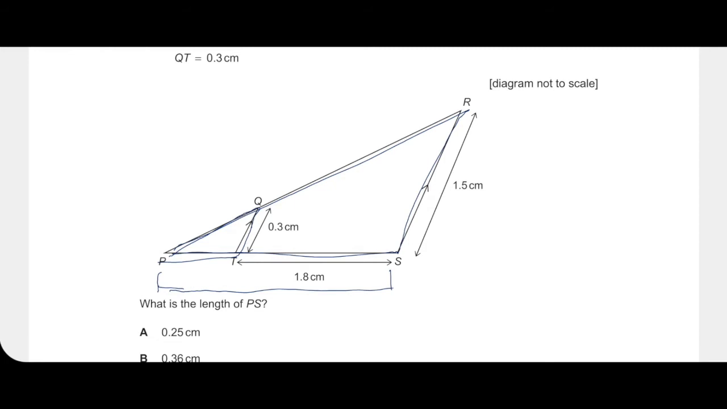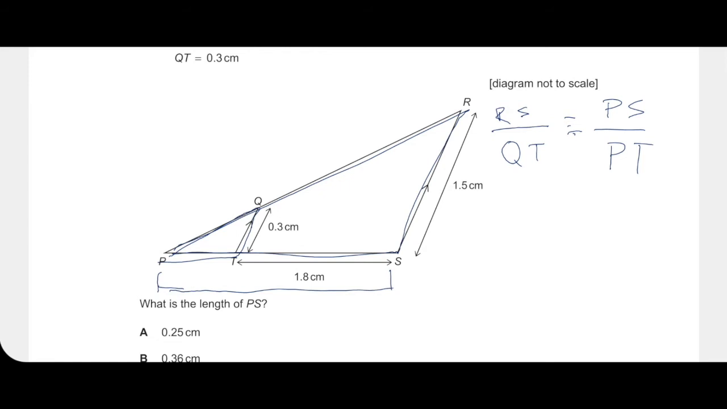And we could also deduce that because QT and RS are parallel, the ratio of QT to RS is going to be the same ratio as PT to PS. So let's write that algebraically, and then we could start solving. So RS over QT is equal to PS over PT.